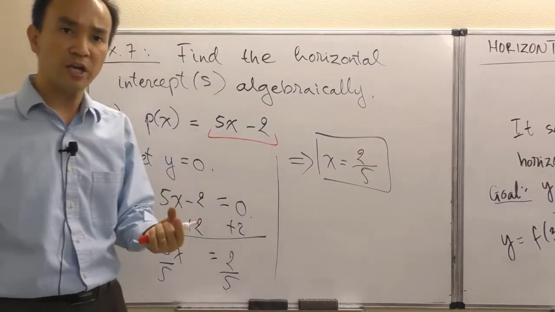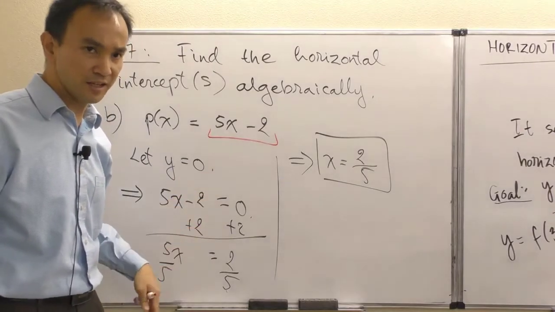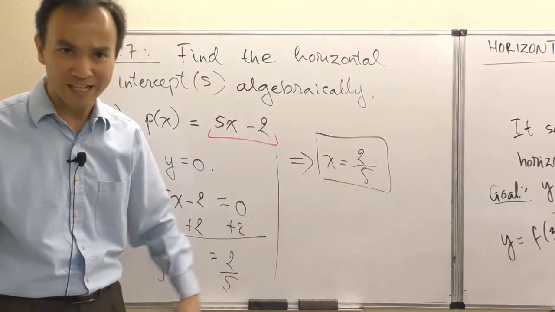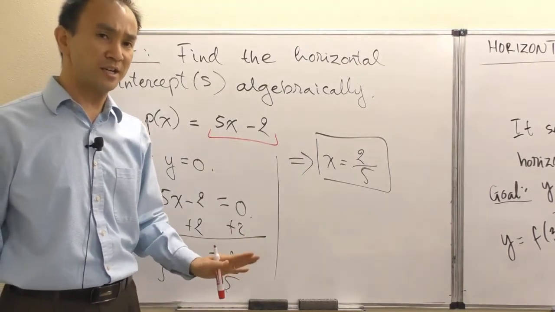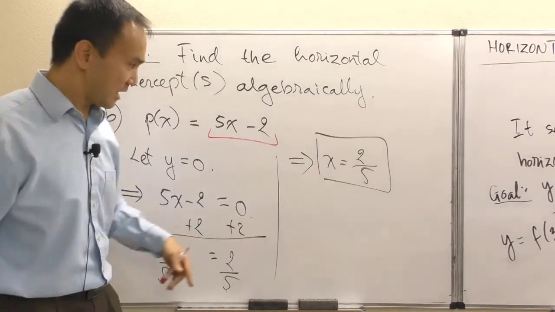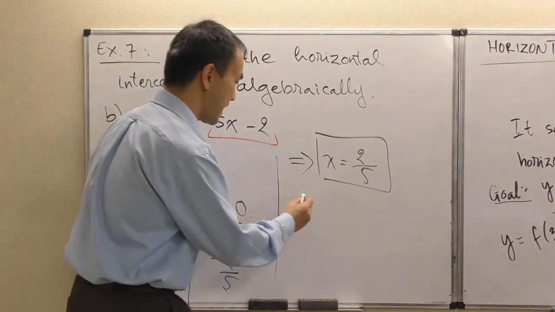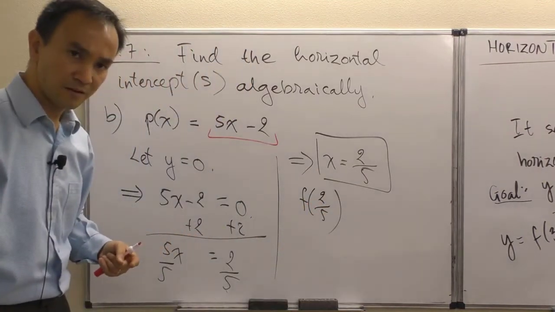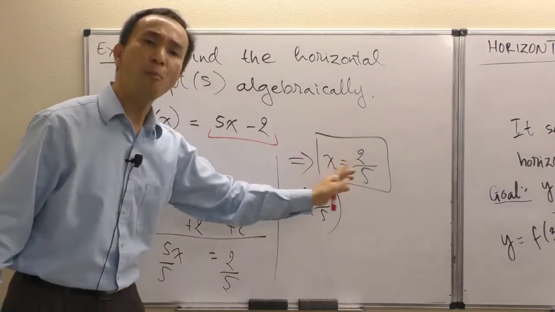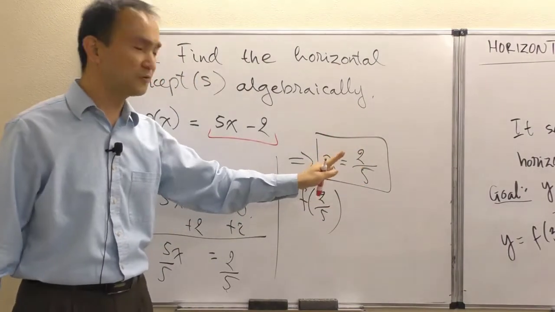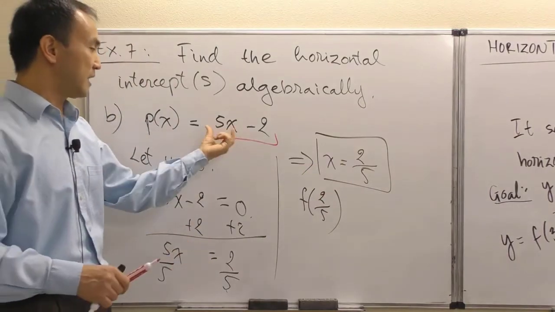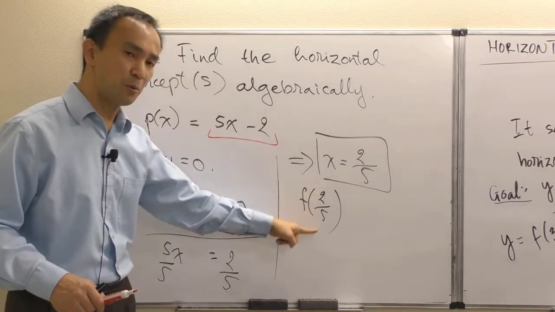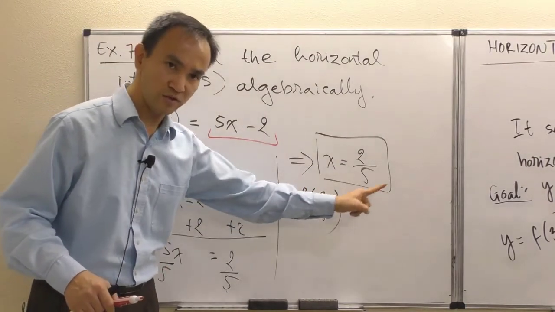You can already see that I made some little mistakes when I was writing it, and I had to erase it and all that. So in the case where you want to double check, how do we double check? We just want to substitute this back into our function, f of 2/5. The whole point of finding this value x is we want to find the x value satisfying f of x equals 0. So we want f of 2/5 to equal 0.